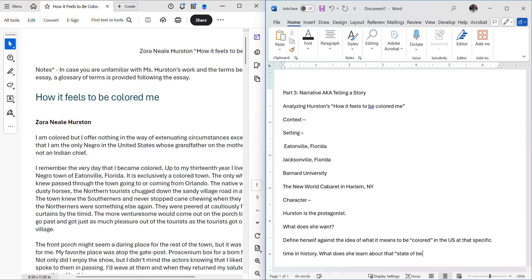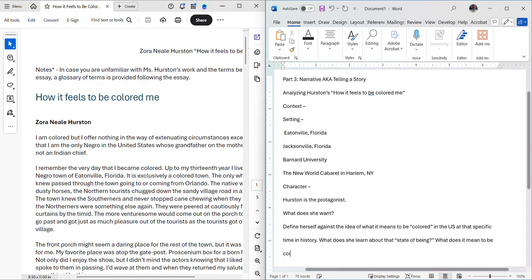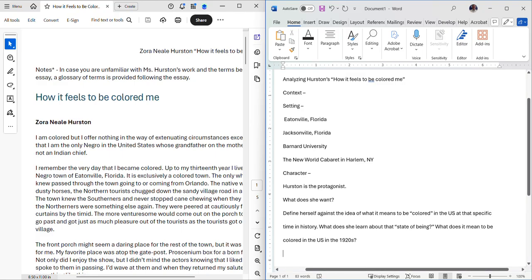right? Because really, does she learn something? What does it mean to be colored in the US in the 1920s, right? I mean, what does it mean now, for example? How does that differ from other ethnicities' experiences? Okay, so now that leads us to plot.